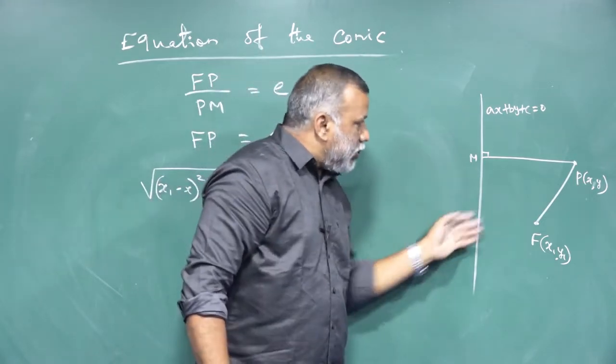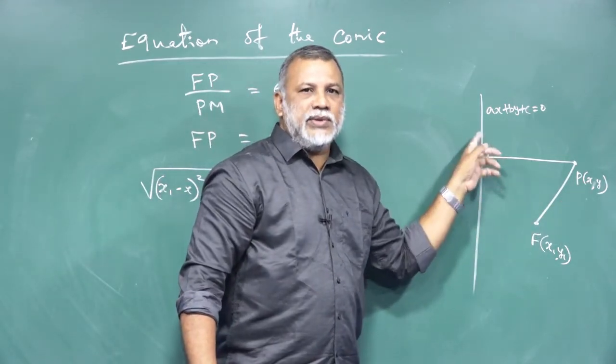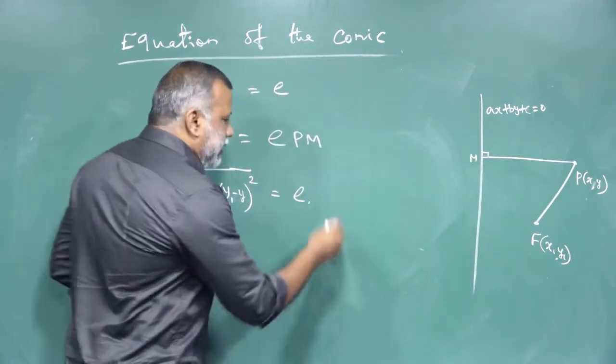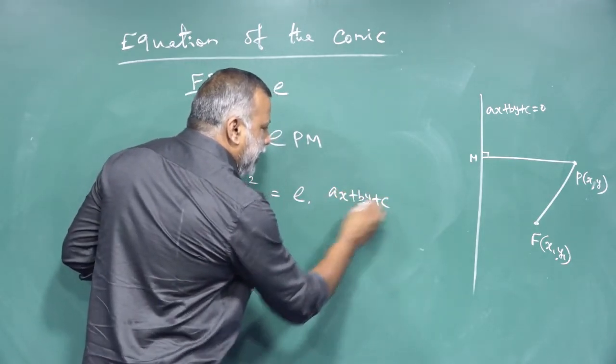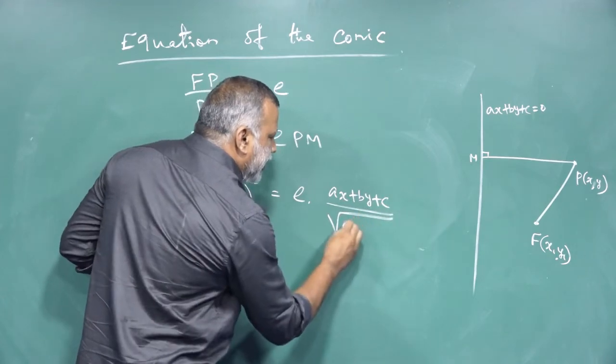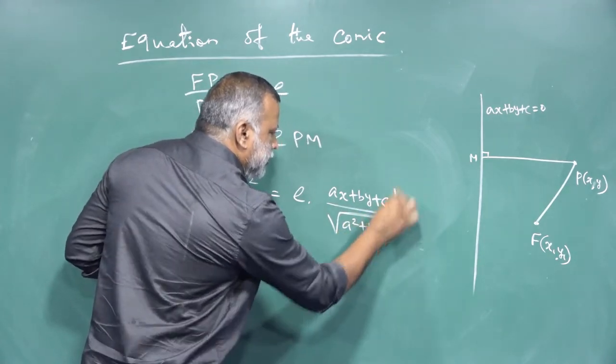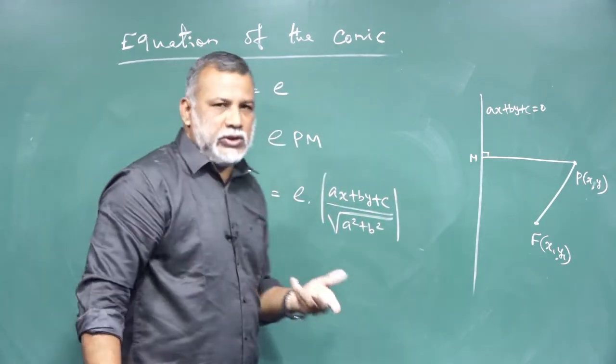It is the perpendicular distance from a point to a straight line, which you are already using in your lower classes. What is the perpendicular distance formula? (ax + by + c) divided by the root of (a² + b²). It will be a positive magnitude.